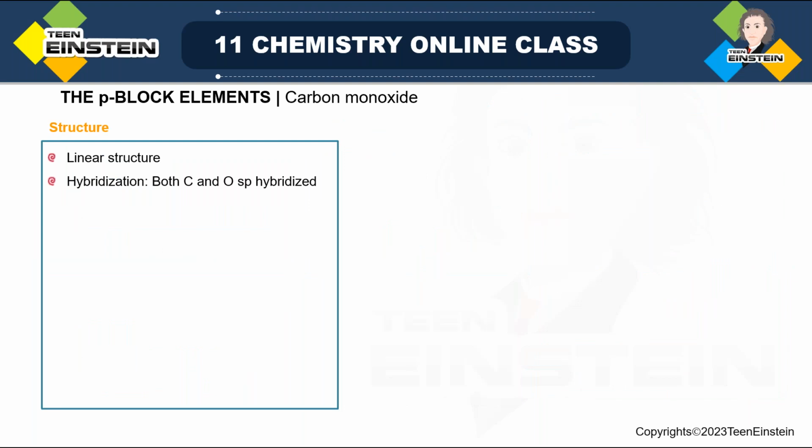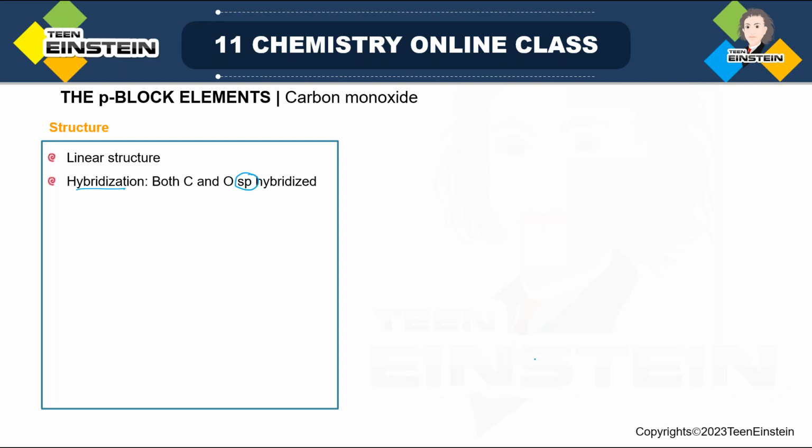Next, we'll see the structure of carbon monoxide. Though it is a very small molecule, with only 2 elements, remember its structural features are very interesting, because there are a total of 3 types of bonds present between carbon and oxygen. This molecule has a linear structure, and the hybridization for both carbon and oxygen is sp.